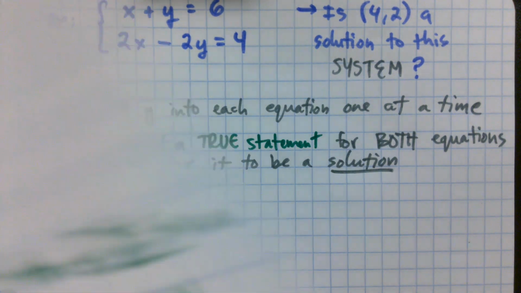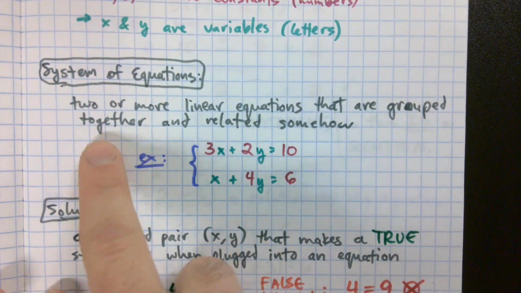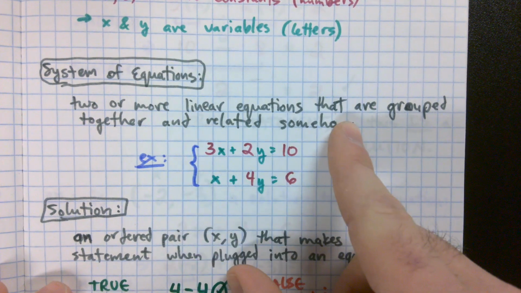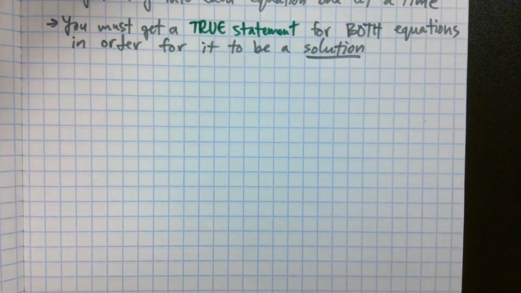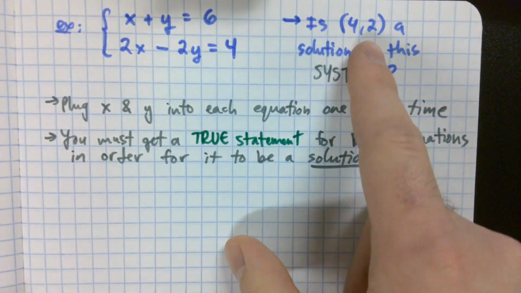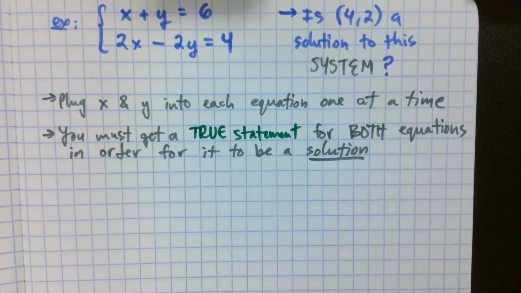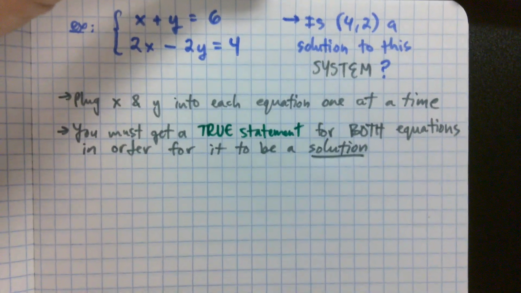In our definition of a system, just real quick to go back to yesterday, we said that a system is 2 or more linear equations that are grouped together and related somehow. That relation that we mentioned is that they have one single point on both of these lines. And we'll see kind of graphically what that looks like on Thursday. Maybe tomorrow. Well, we won't have time tomorrow. This week at some point.